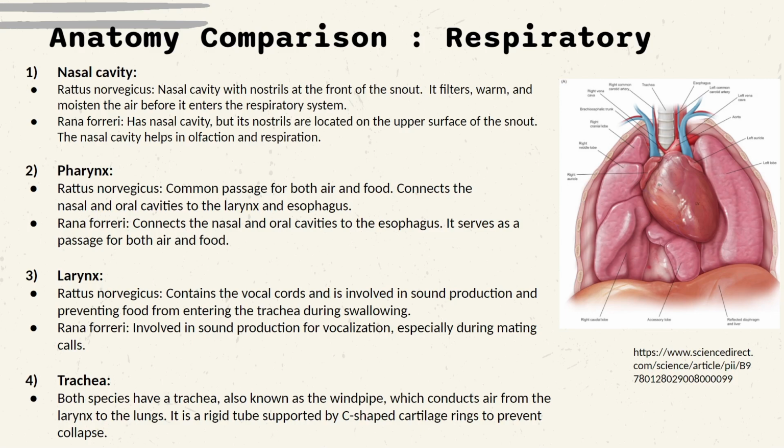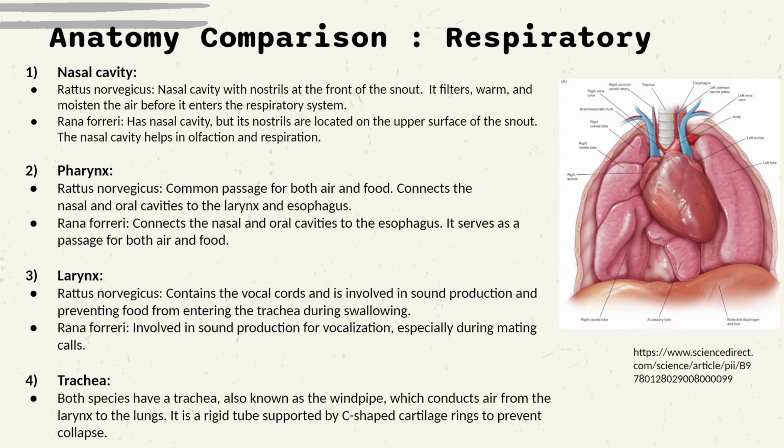The pharynx, a common passage for both air and food, connects the nasal and oral cavities to the larynx and esophagus. Same thing for the frog. The larynx contains vocal cords, which produce basic sound production, and prevents food from entering the trachea during swallowing. Same thing for the frog. It also helps during mating calls.